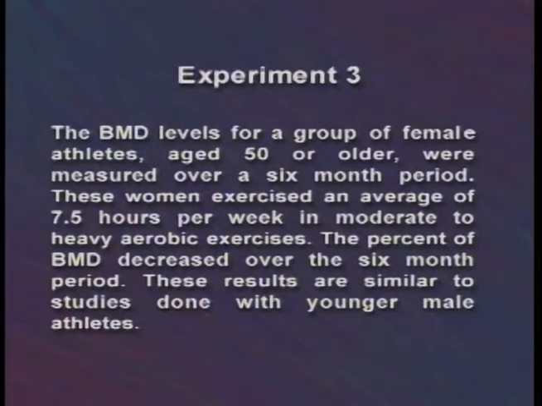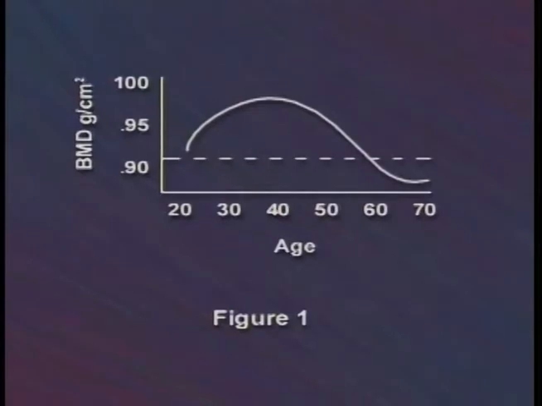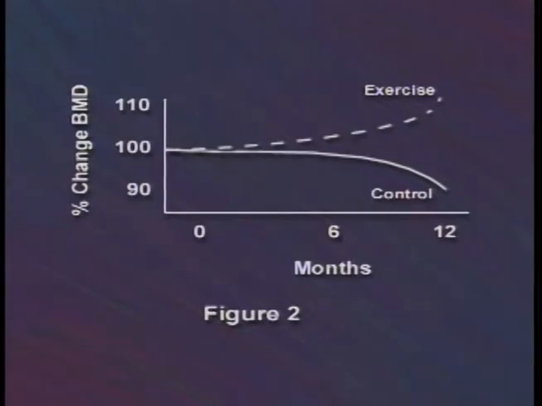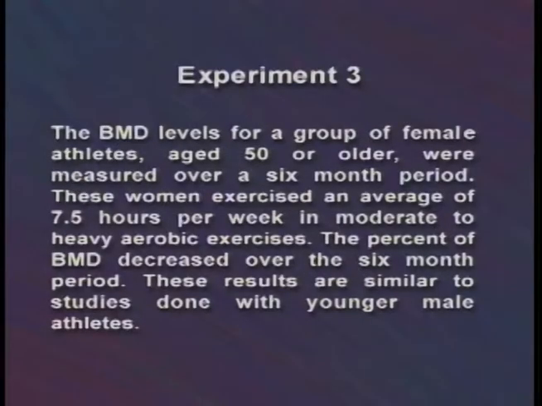3 different experiments present information on factors that influence osteoporosis in women. The first experiment graphs the relationship between age and bone mineral density, or BMD. The second experiment presents the change in BMD for 2 groups, an exercise group and a control group. Experiment 3 describes changes in BMD for a different group of women. Okay, let's discuss the questions.